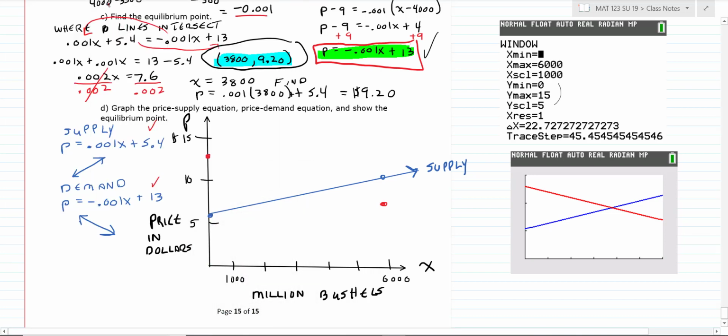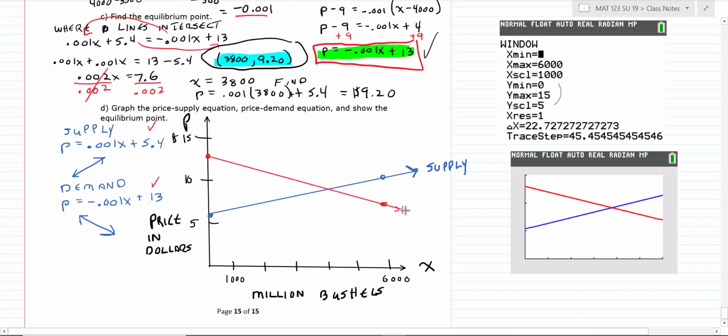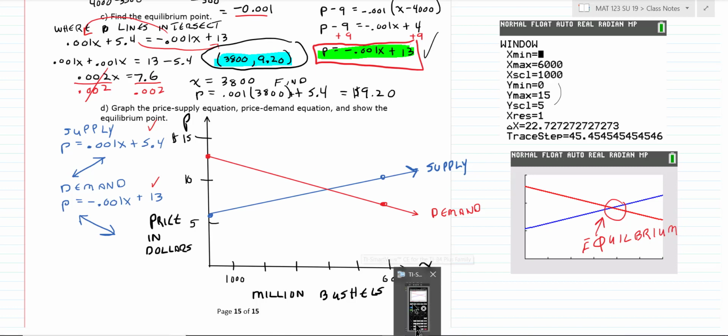Then I'll show you next how to find that equilibrium point with your graphing calculator. All right, so that's what we have. Now what we get here is this intersection point. That's going to be the equilibrium point. So here's what you can do on your graphing calculator. Watch this carefully and try this. All right, so we got your graph.